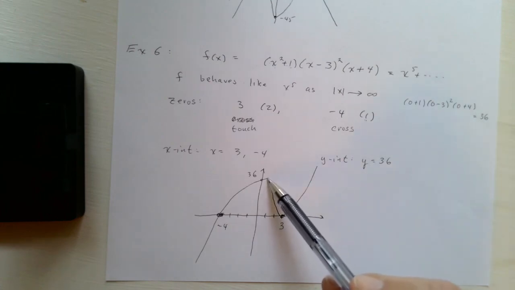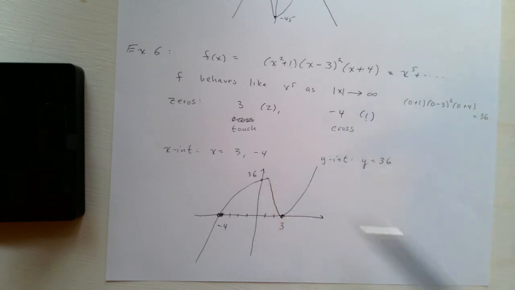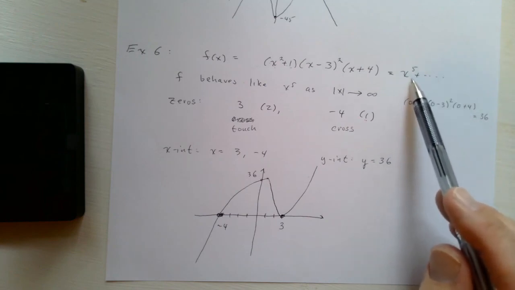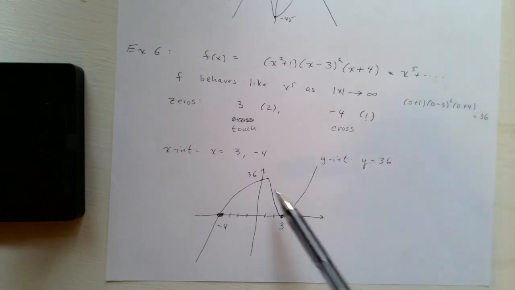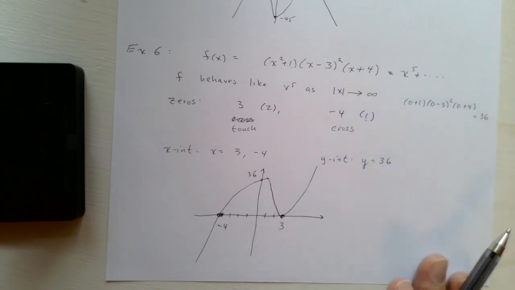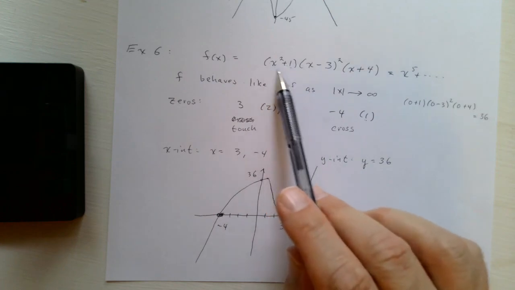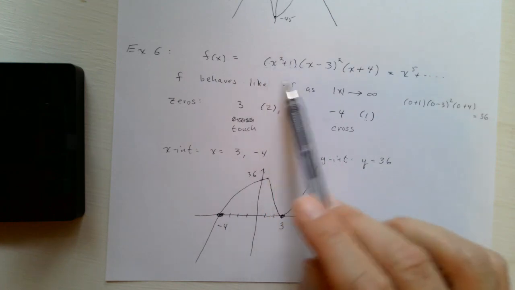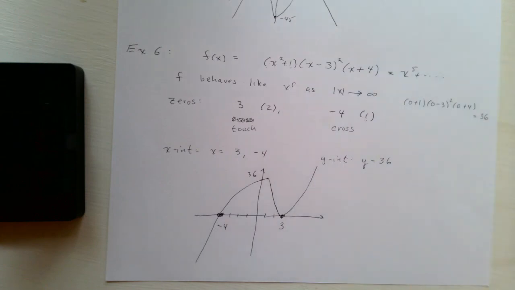The turning points, don't worry about. We just need to know that it turns around somewhere. So in this case, we have 2 turning points, but we could have had as many as 4 because the degree is 5. Okay. So we want to be careful about factors like this. Whenever you have a factor like x squared plus a positive number, that factor is not going to contribute anything as far as x-intercepts or zeros are concerned.